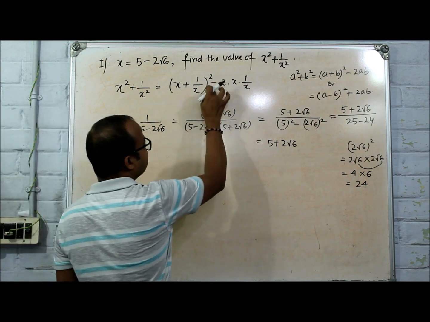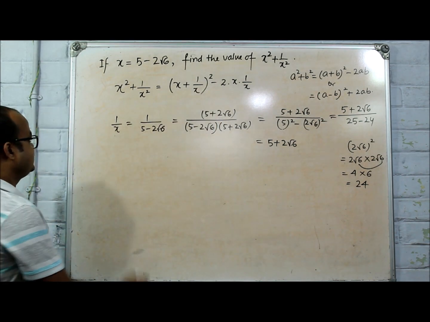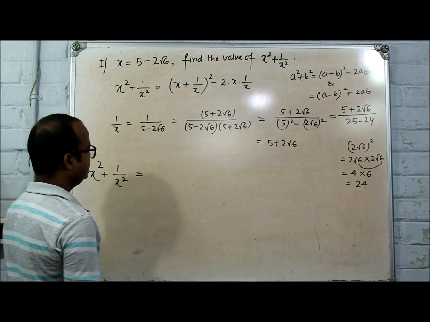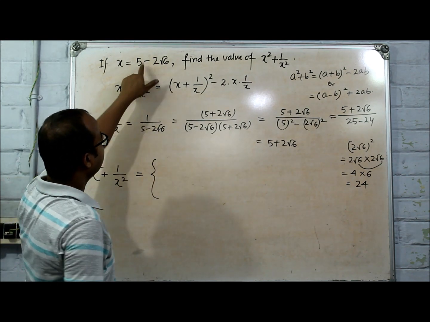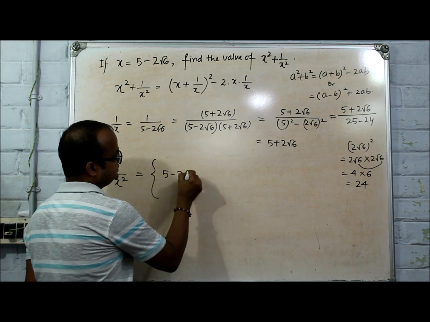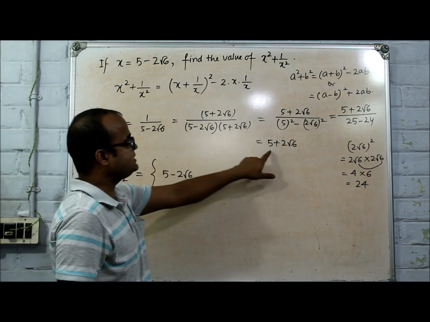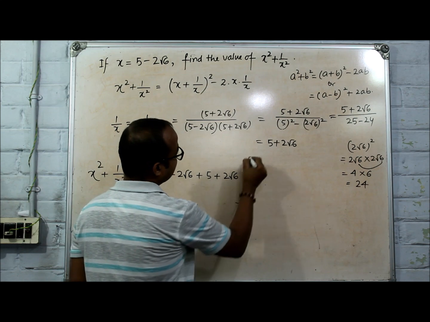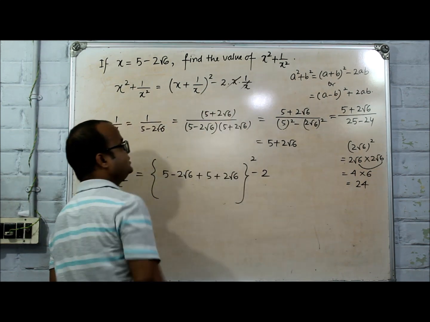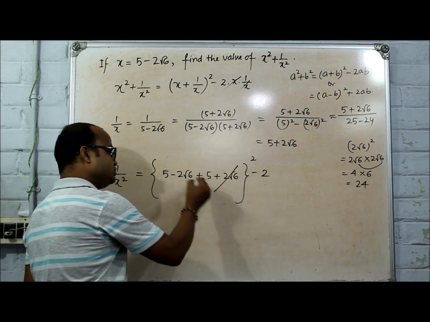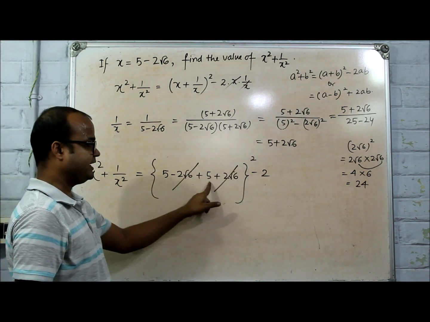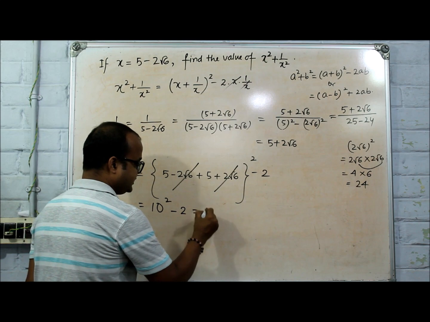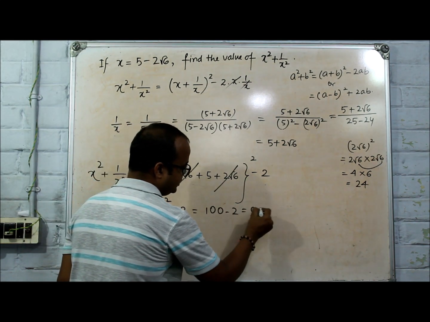Now we substitute in this expression. So x square plus 1 by x square is equal to x, the value of x is 5 minus 2 root 6, plus the value of 1 by x, 5 plus 2 root 6, whole square, minus 2. Here 2 root 6 and 2 root 6 will get cancelled. 5 plus 5, 10. 10 square minus 2, that is 100 minus 2 is equal to 98.